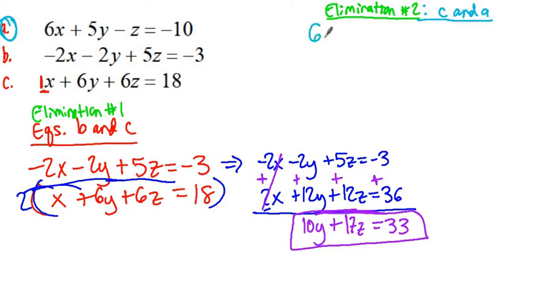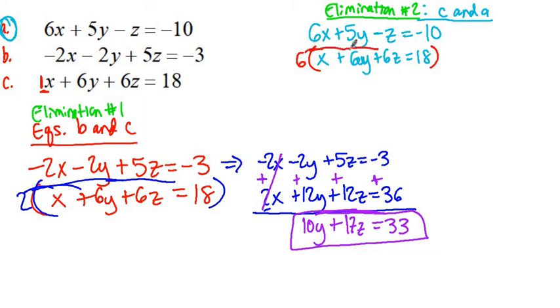So let me rewrite those two. So here is equation A right here. And then underneath that, I'm going to write equation C. You didn't have to choose C, but it seemed easiest in this case. So 6y plus 6z equals 18. And now again, we have to eliminate the x's. How can we eliminate the x's? Well, I need this bottom one to be 6x. So I'm going to multiply everything in here by 6 and distribute.